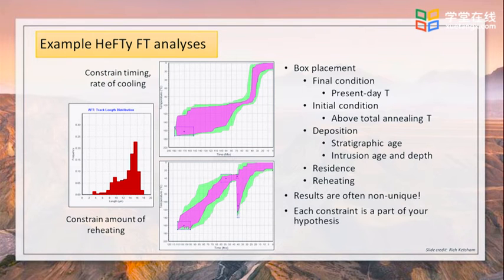total annealing temperature zone. When we are modeling the history of sedimentary samples, stratigraphic age is adopted for the deposition age. And when we are modeling the temperature history of granites or other igneous rocks, the intrusion age and depth should be considered. Residence and reheating should also be considered when you are putting your box. Please be reminded that the results are often non-unique. Each constraint is essentially a part of your hypothesis, so be careful when you are putting every constraint.